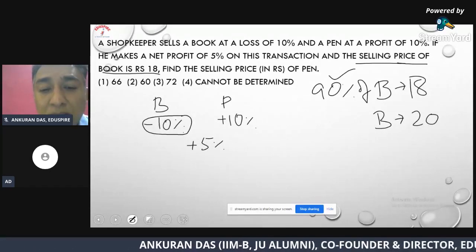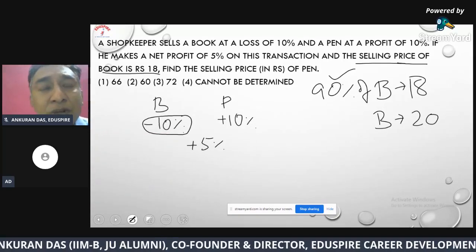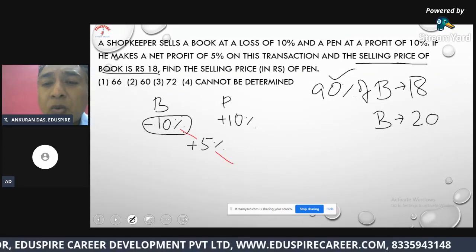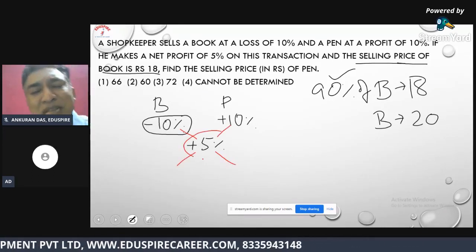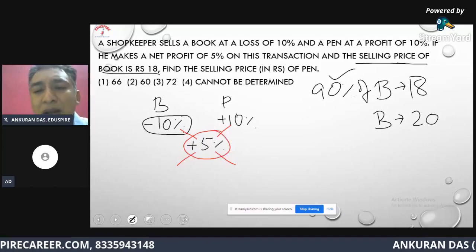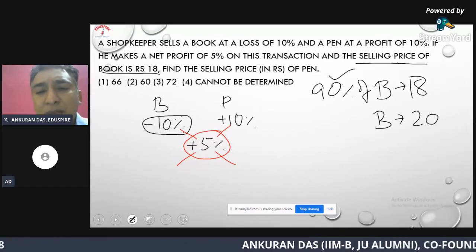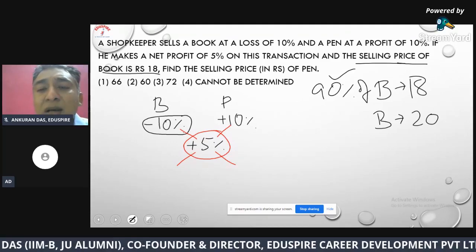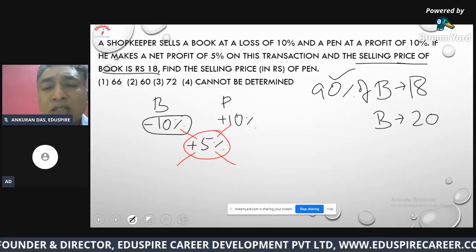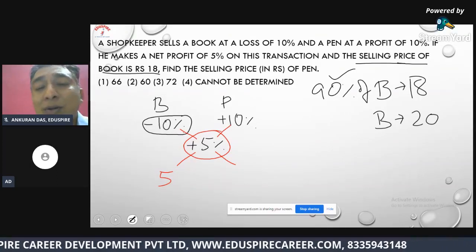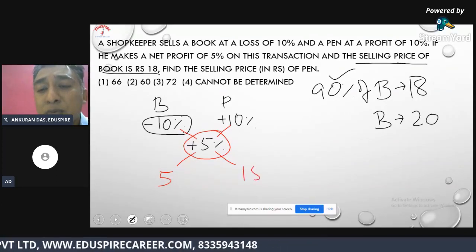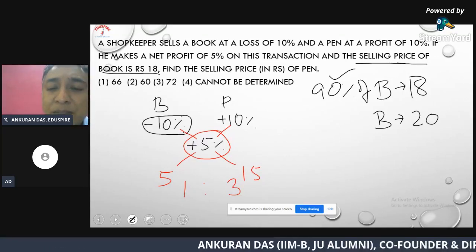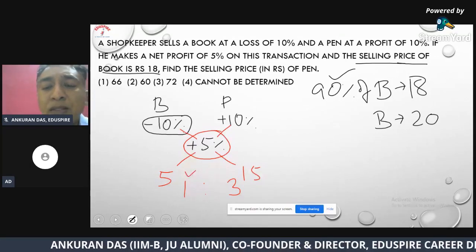Now, interestingly, you can apply alligation over here, which is a method for any kind of mixture, while this overall profit is the mixed profit from book and pen. So the ratio that you get by finding the differences will give you the idea about the respective cost prices, or rather the comparison of the cost prices. You look at the differences, which are in the ratio 1 is to 3, and hence you can say that the cost of book and cost of pen are in the ratio 1 is to 3.